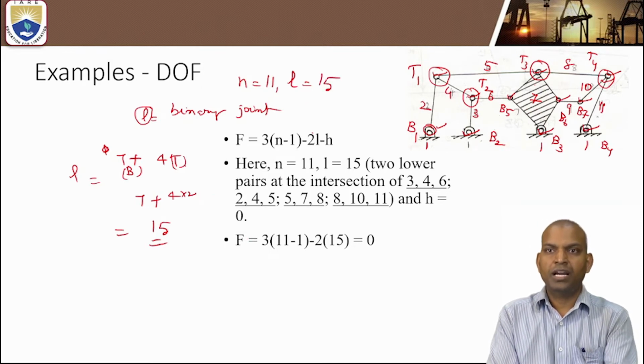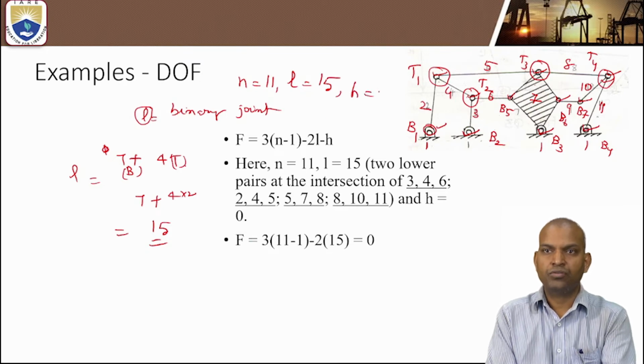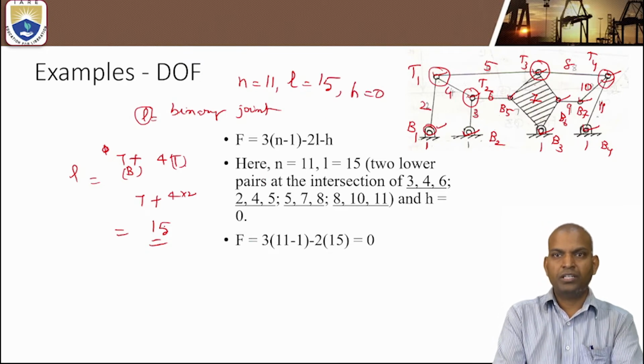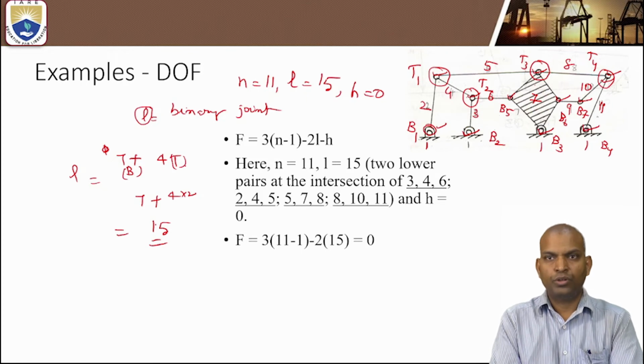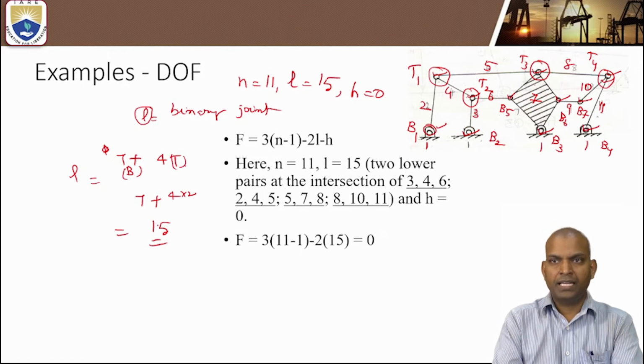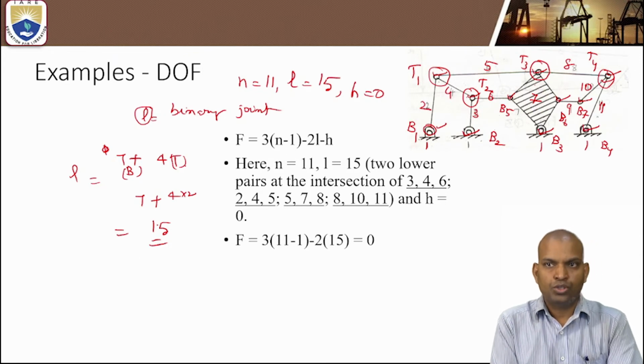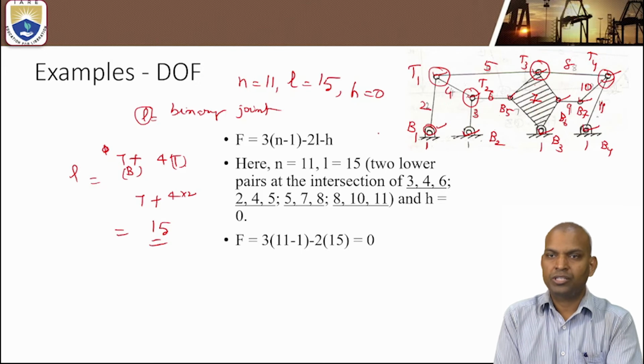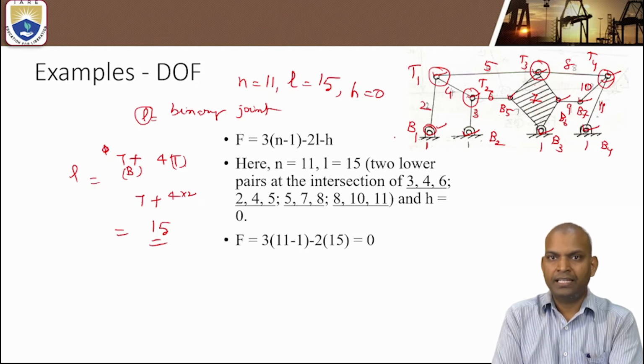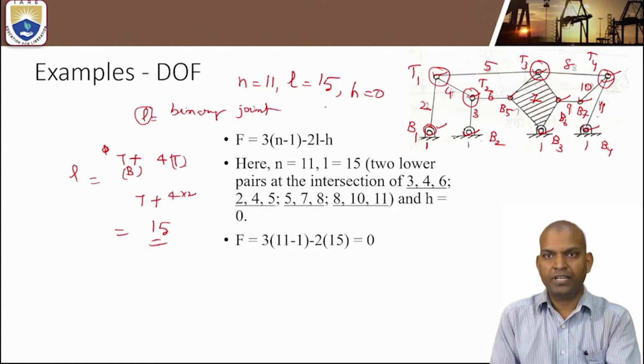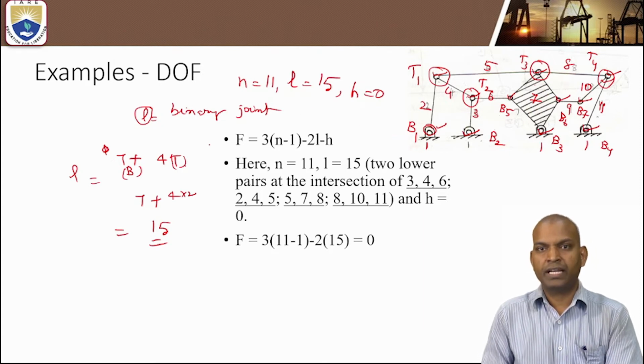Now what are the higher pairs? Higher pairs H equal to 0. This L is the number of lower pairs, but if you go for subclassification, binary joints are required. So in this problem there are 7 binary joints and 4 ternary joints. One ternary joint equals 2 binary joints, so 4 into 2, 8, 7 plus 8, 15.